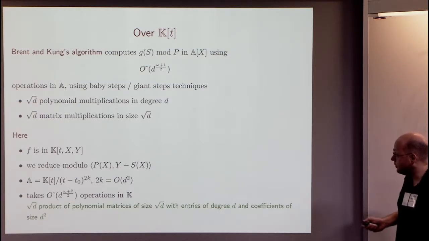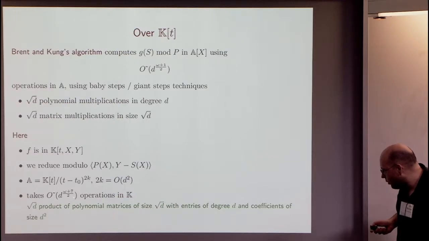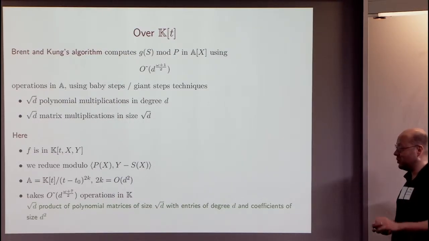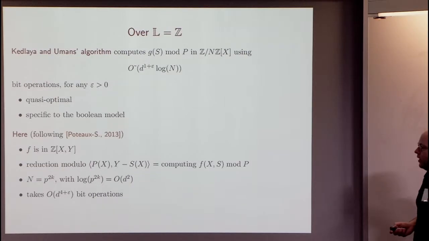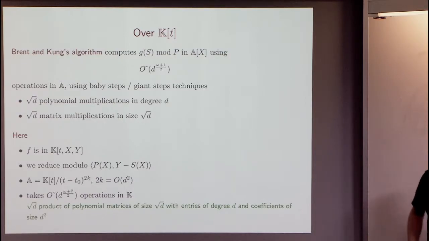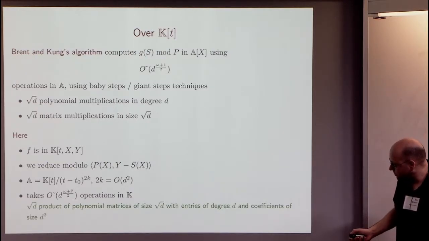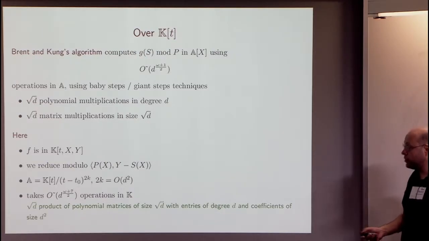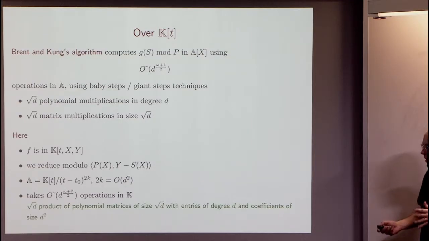You can plug that into the scheme we saw before, and you count your beans and you arrive at a running time which is D to the omega plus 7/2, so less than 5, but not way less impressive than this one. And what's making all this work now is matrix multiplication with polynomial entries. So it's a very different idea from Kedlaya-Umans.